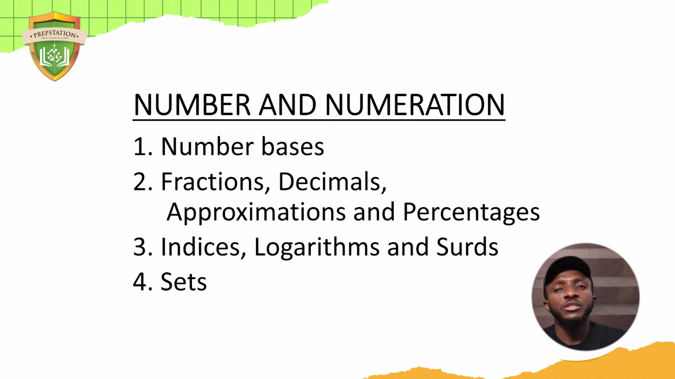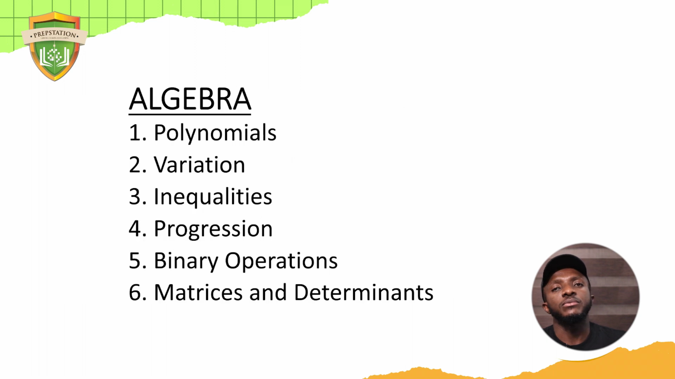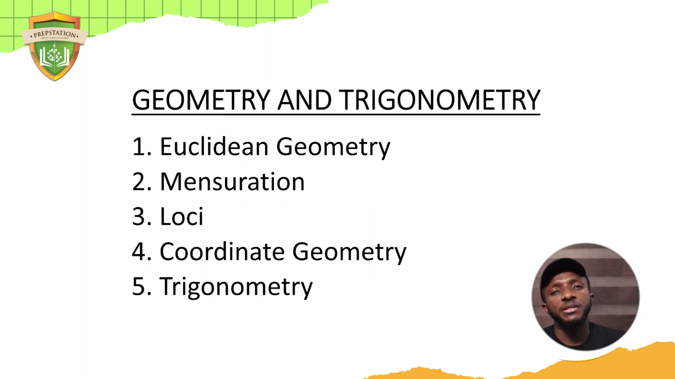We have the following topics under number and numeration. We have number bases, fractions, decimals, approximations, and percentages. We have indices, logarithms, and surds. And we have sets. For algebra, we have polynomials, variation, inequalities, progression, binary operations, matrices, and determinants.